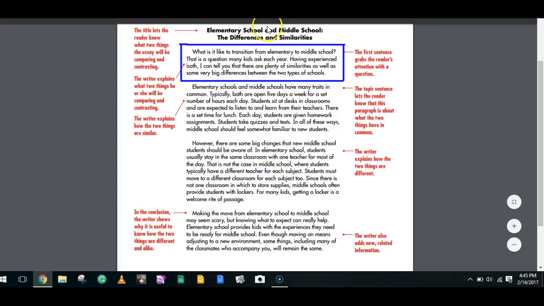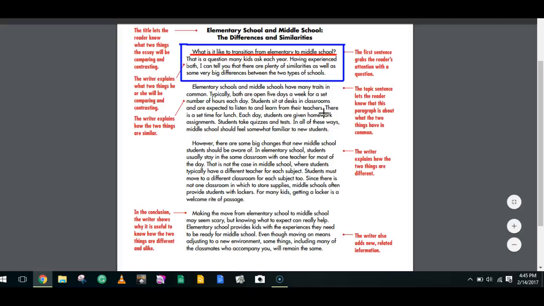The first thing that stands out to me is the very first sentence, the attention getter. The writer of this particular essay did in fact use one of the attention getter options. They chose to begin this particular essay with a question. Many of you will choose to begin your essay with a question, but there are other options as well, and you can read more about what those options are in our Google Classroom.